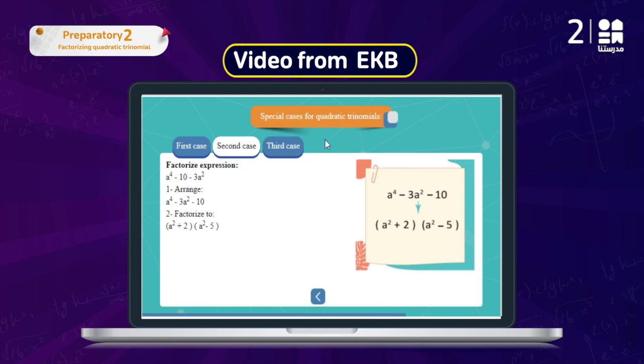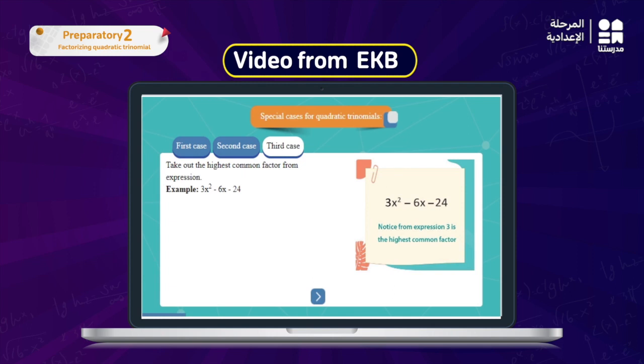Did you notice that we divided a to the power 4 into two equal terms of a to the power of 2? Now click on the next tab to learn the third case. This is the third and final case we have here. In this case, the expression contains a common factor. So we can simplify the expression by taking out the highest common factor. Click on the next arrow to illustrate that on the example.